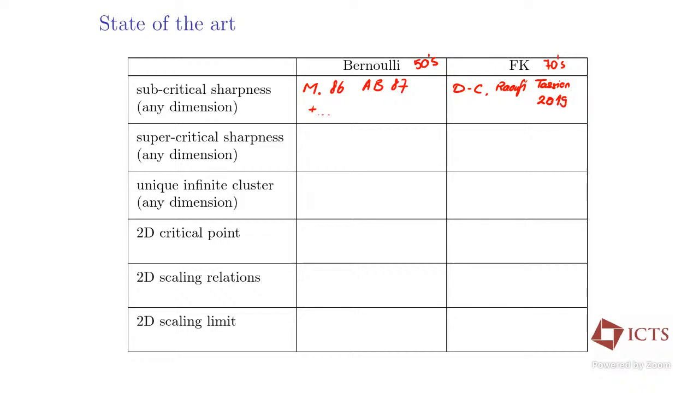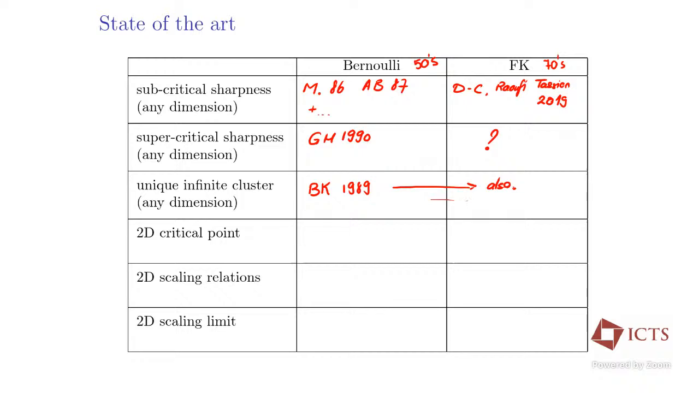Okay, supercritical sharpness. I mentioned this. This was Grimmett and Marstrand from the 90s, or from 1990. For FK percolation, this still remains an open problem. Uniqueness of the infinite cluster. This was done by Burton and Keane in 1989, if I remember correctly, and it carries over directly to FK percolation.